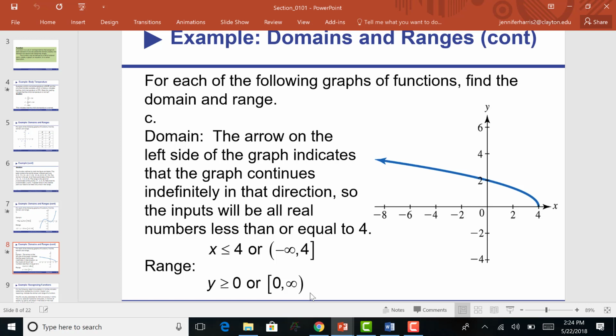All right, next slide. For each of the following graphs of functions, find the domain and range. Now, there's a difference. What happened with this graph from the previous graph? The infinity symbol. Why do we need an infinity symbol? Because you can't tell where it stops. It doesn't stop. How do you know it doesn't stop? Because of the arrow. Did we have any infinity in the last graph? No. Do you still need to know how to write this? Yes, you still have to know how to write it.